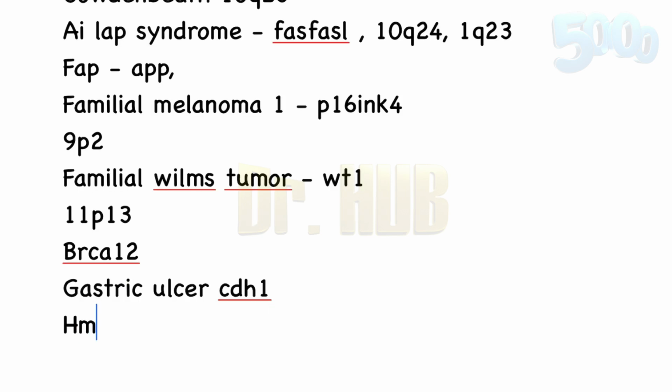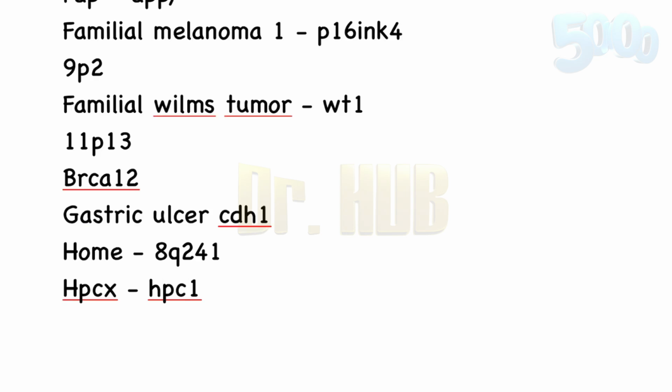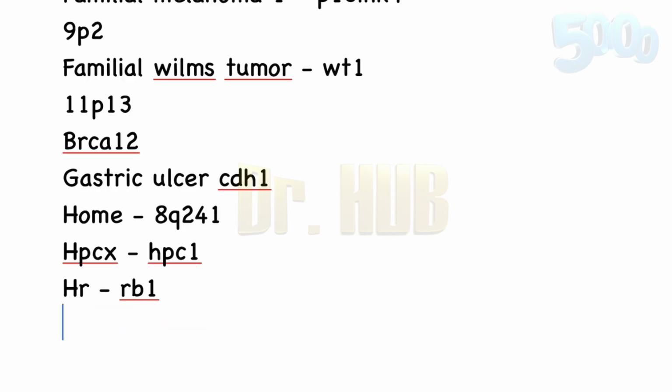Now the hereditary multiple exostosis. This is EXT1 and EXT2. The chromosomes involved will be 8q24 and 11p11-12. Then we move on to hereditary prostate cancer. It involves HPC1, at 1q24-25. The hereditary retinoblastoma is RB1, and this involves 13q14.2.